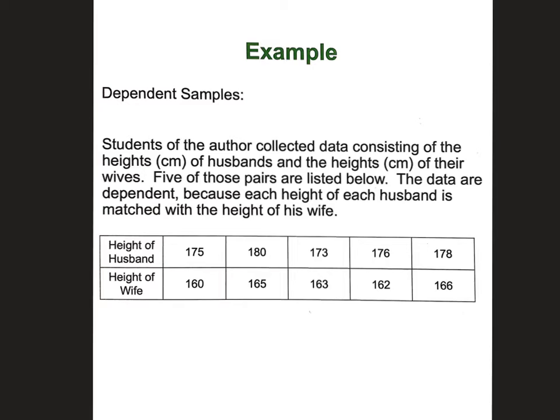Okay, dependent would look like this. Students of the author collected data consisting of heights of husbands and the heights of their wives, and their findings are listed below. This is dependent because they're matched in a certain way. Each husband is matched with their wife, so they're matched or paired together in a certain way, which means it is dependent.